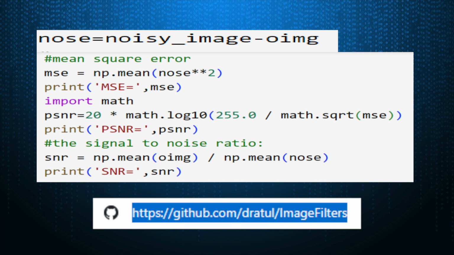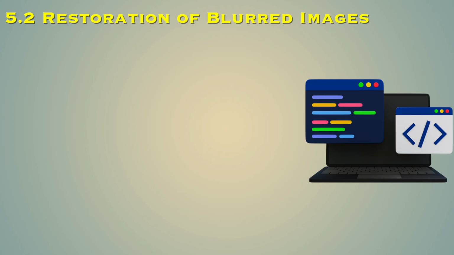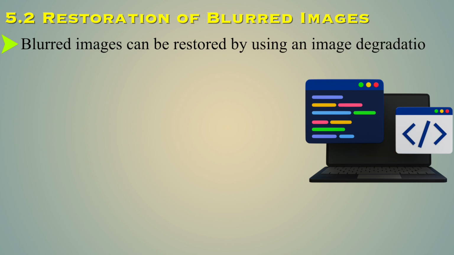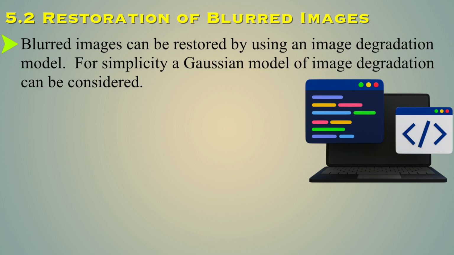Here this is the code to calculate the mean square error and PSNR and SNR and all. For restoration of a blurred image, it can be restored by using an image degradation model. For simplicity, a Gaussian model of image degradation can be considered. So, Gaussian function you already know, h of x is equal to 1 upon sigma root 2 pi e to the power minus 1 by 2 x upon sigma whole square.